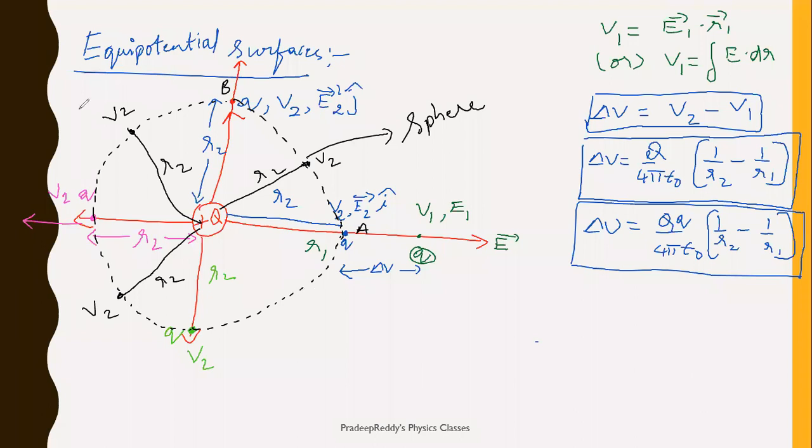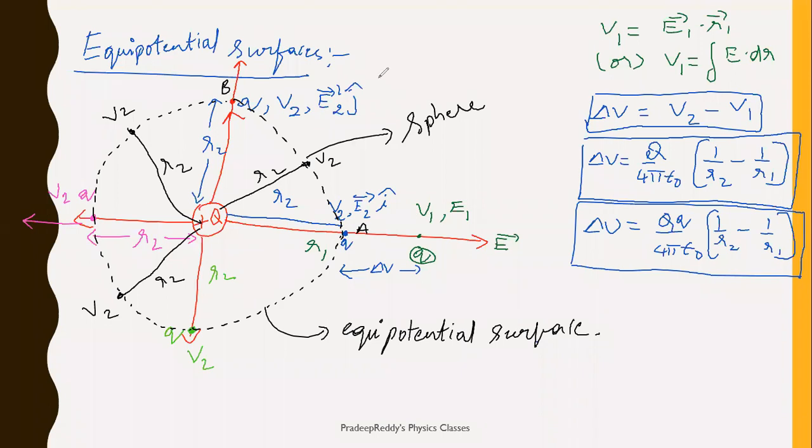Therefore, such a type of surface where potential is equal is called an equipotential surface. Now this dotted line, which is formed by the locus of all the points which are being plotted, is nothing but the equipotential surface, and that is at distance R2.